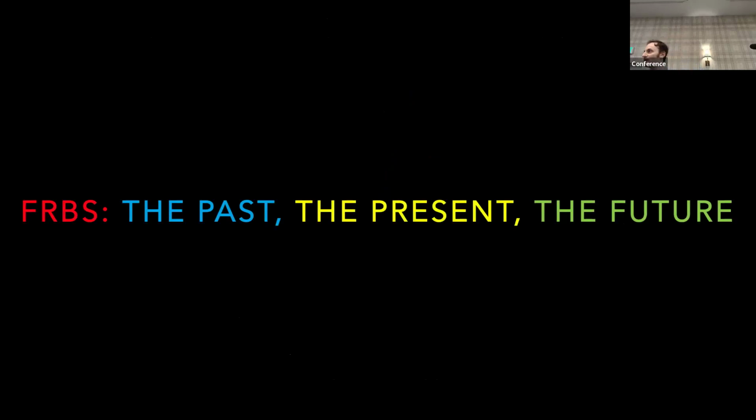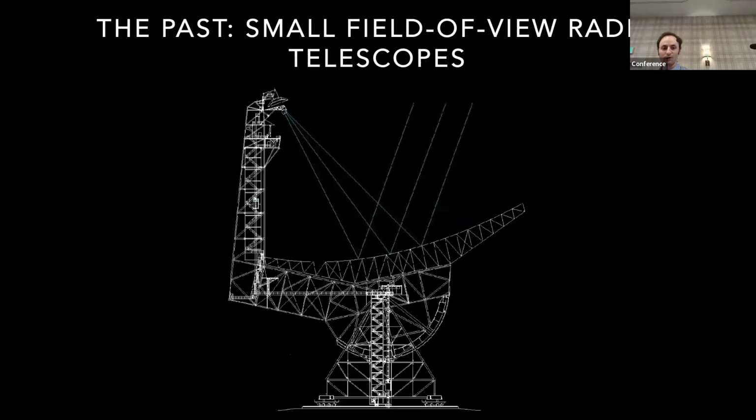Okay, so to sort of get ourselves in gear about where things are going with AXIS, we have to first understand the past, the present, and the future. So in the past, the FRB field was primarily driven by small field-of-view radio telescopes like Parkes, the Green Bank Telescope, and Arecibo. These are diffraction-limited single dish telescopes with high sensitivity but very narrow fields of view. And while they were extremely sensitive, their limited field of view made it very challenging to detect FRBs.